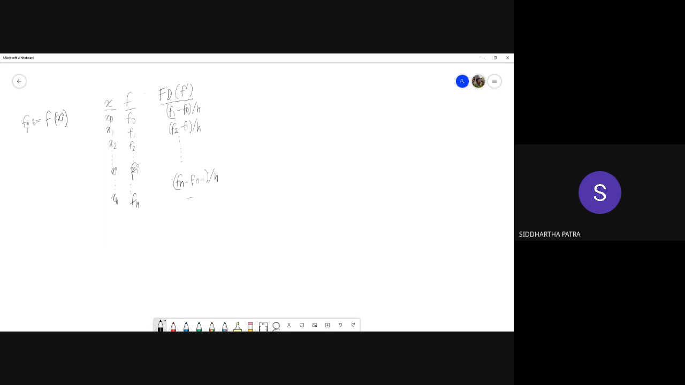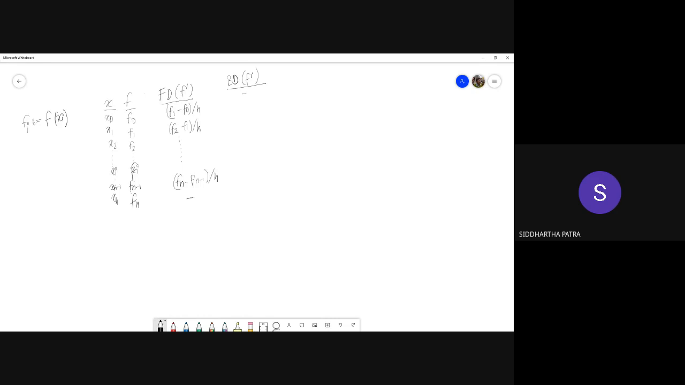Okay, you are not able to evaluate that. As you can see, you are not able to evaluate the forward difference at xn. You are only able to evaluate them up to xn minus 1. Then comes the backward difference. There also, the first one you are not able to evaluate.